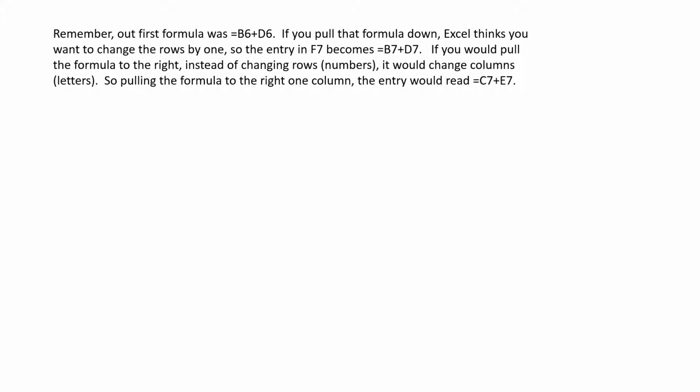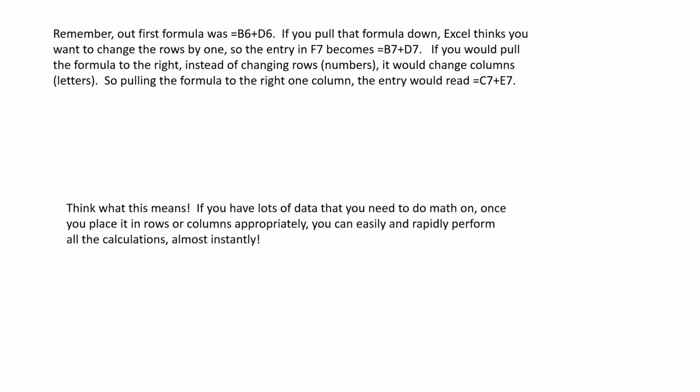Remember, our first formula was equals B6 plus D6. If I pull the formula down, pull that little box down, Excel thinks you want to change the rows by 1. So the entry in F7 becomes B7 plus D7. If you would pull the formula to the right instead of changing rows or numbers, it would change columns. So if I pulled the formula to the right one column, the entry would read C7 plus E7. Excel thinks that you want to change things in the same direction each time you do that.